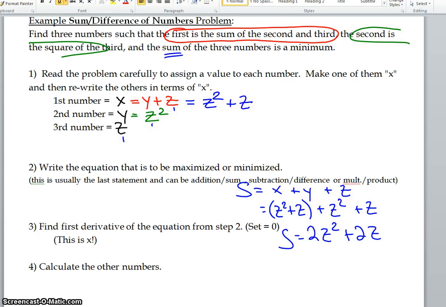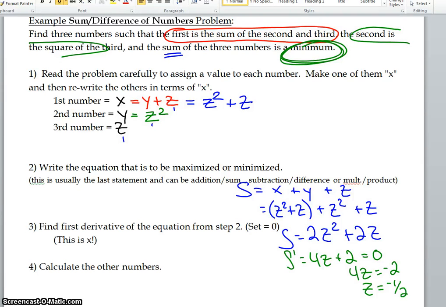This time I'm actually going to minimize. So I'm still going to go about finding the first derivative, and then I'm still going to take that first derivative, set it equal to 0. And when I divide both sides by 4, I get negative 1/2 for z.